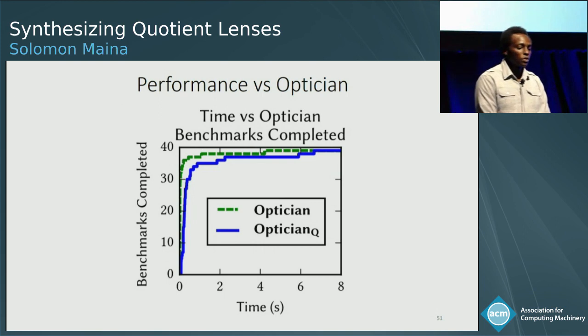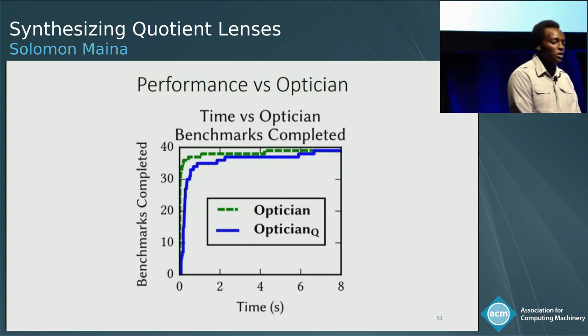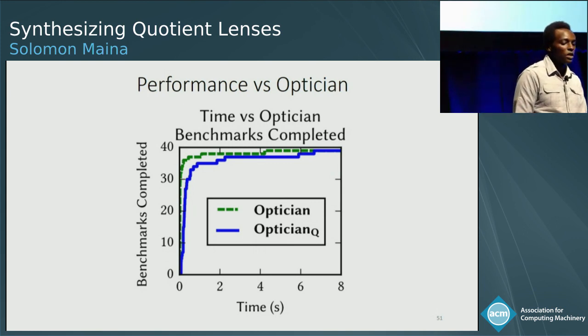And we found that quotient optician is not significantly slower than normal optician. So this overhead of computing kernels and canonizers is not restrictively expensive.